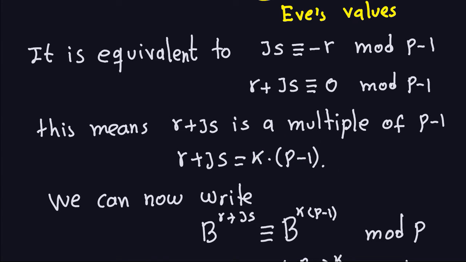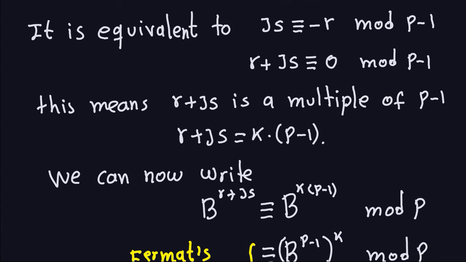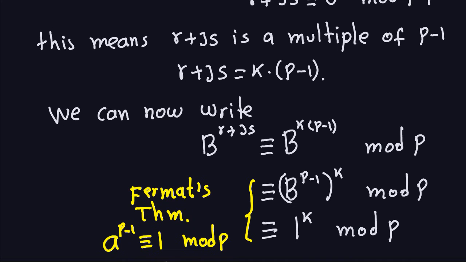So I say just b to the k times p minus 1. And I'm going to use properties of exponents. So what I can do here is say, okay, this expression that is here is exactly the same as b to the p minus 1 all to the k. That's modulo p. That's the laws of exponents, which are also true in modular exponentiation.